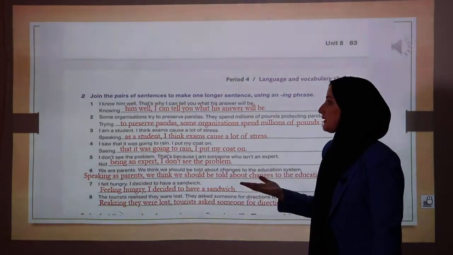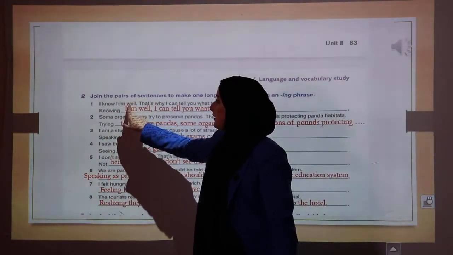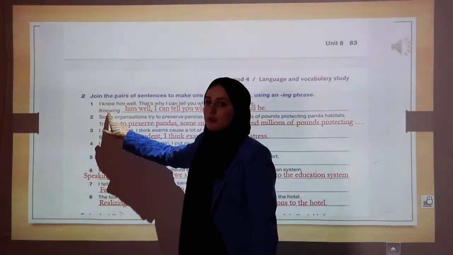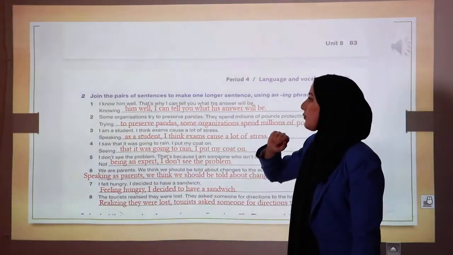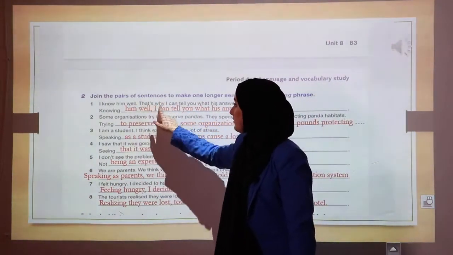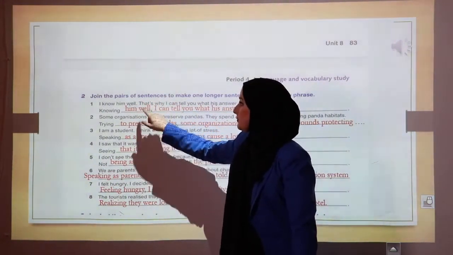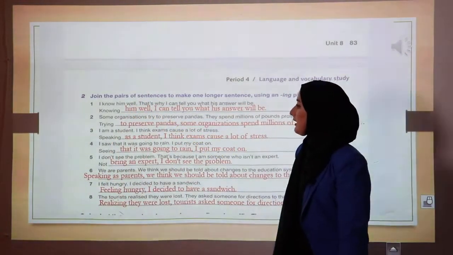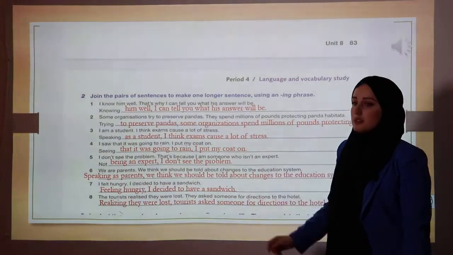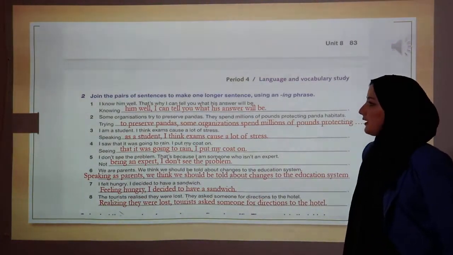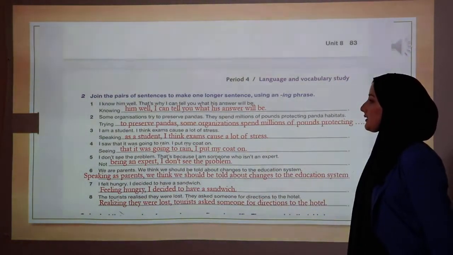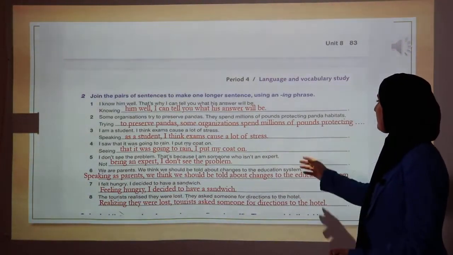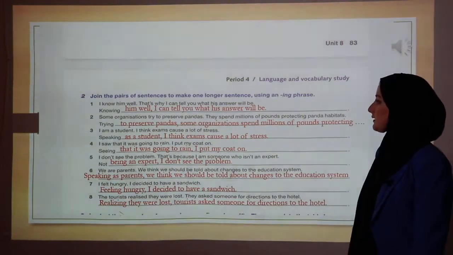So where's the reason? It is I know him well. As I have just mentioned, get rid of the subject and just put the verb in the ing form, knowing. Get rid of the connector, that's why, don't mention it, just put a comma. So, knowing him well, I can tell you what his answer will be.